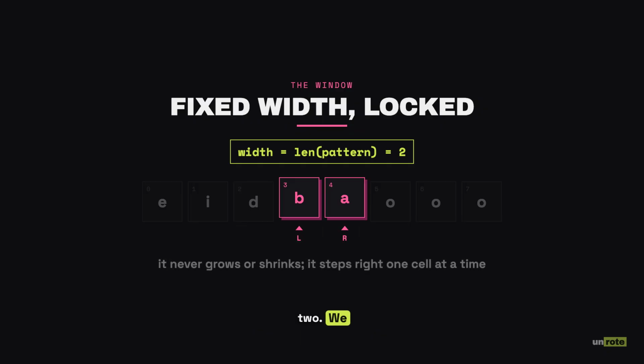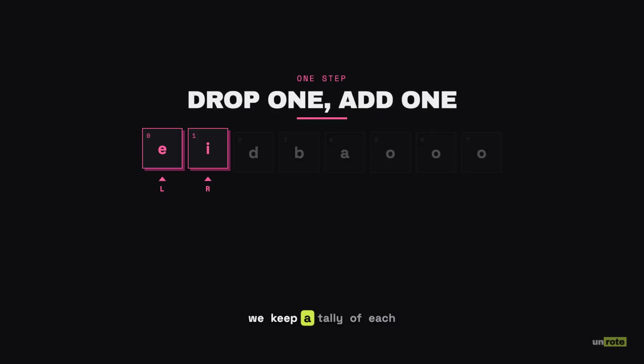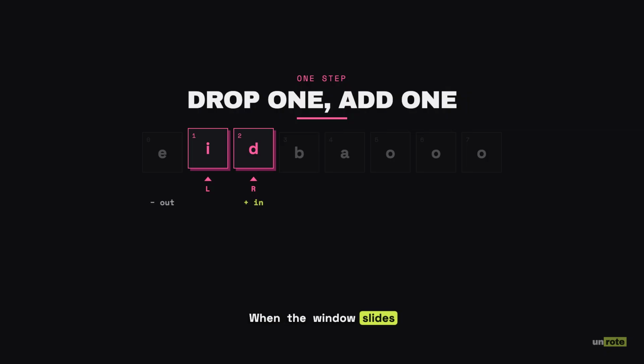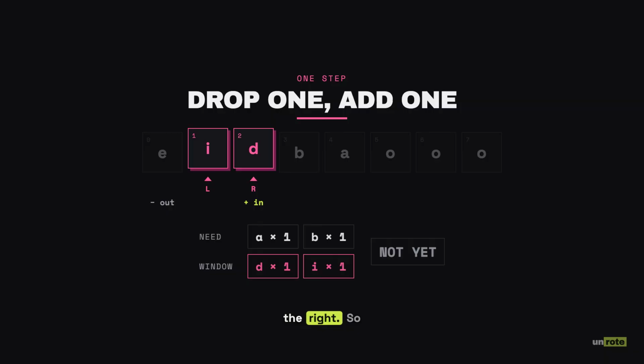Here, that's 2. We glide that 2 wide window across the text, one step at a time, and check each landing spot. Inside the window, we keep a tally of each letter, and beside it sits the pattern's tally, what we need. When the window slides one step, one letter leaves on the left and one enters on the right. So we adjust just 2 counts, never recount, then ask, do the tallies match?